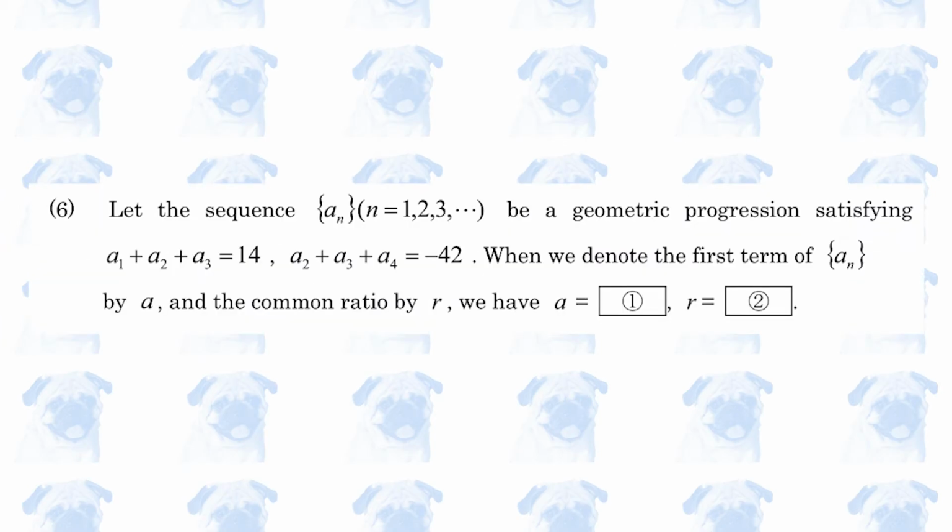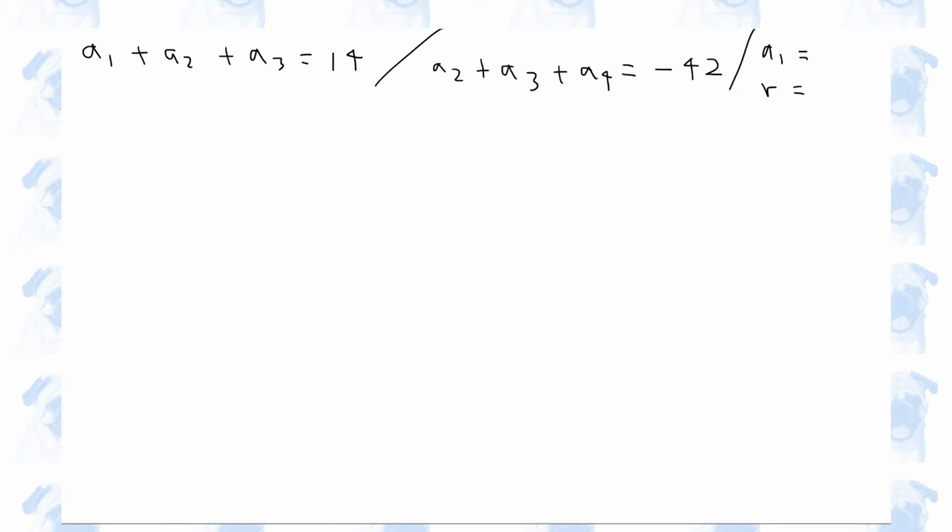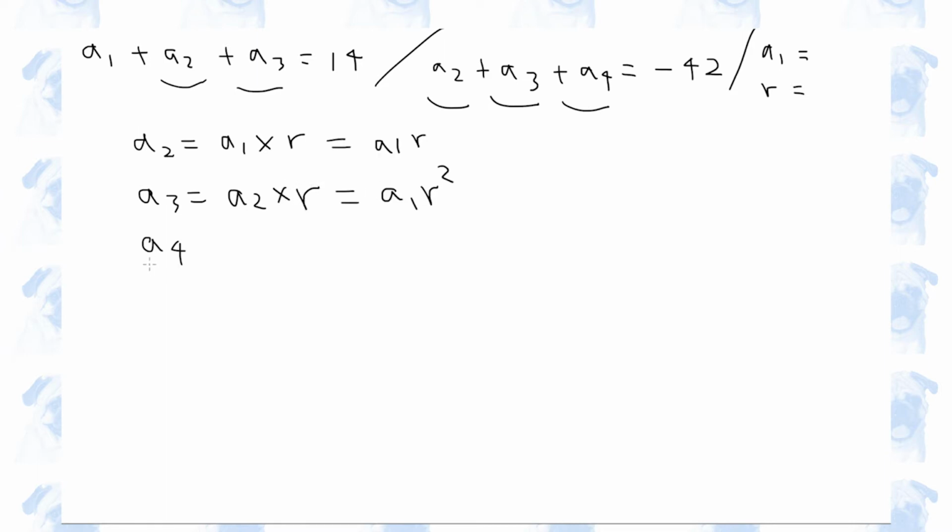Section 1, number 6. We have a geometric sequence, and we need to find the first term, a sub 1, and the common ratio, r. So let's first of all express all these terms in terms of the first term, a sub 1. A sub 2 is a sub 1 times the common ratio, r. A sub 3 is a sub 2 times the common ratio, r. Based on this pattern, a sub 4 must be a sub 1 times r cubed.